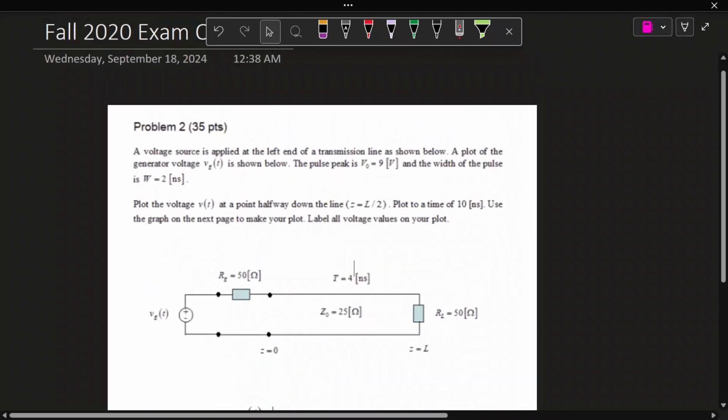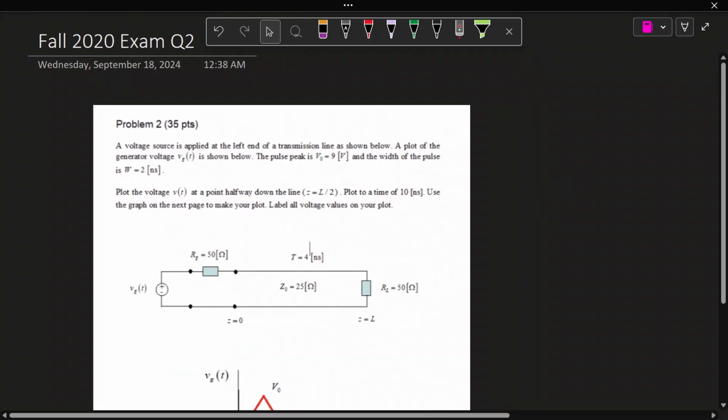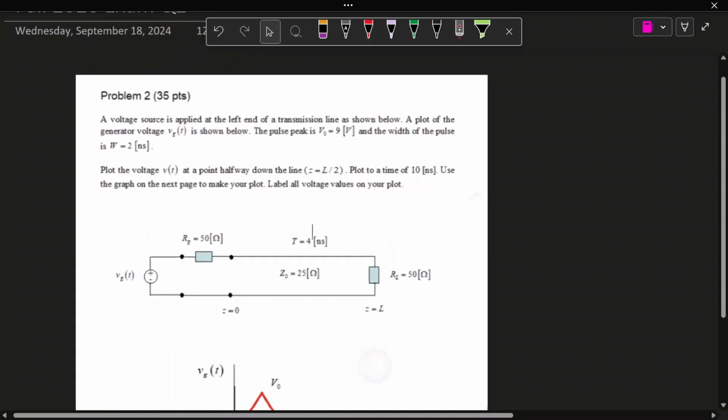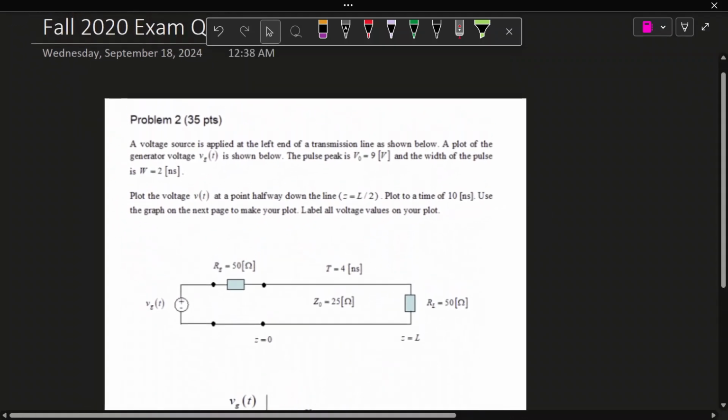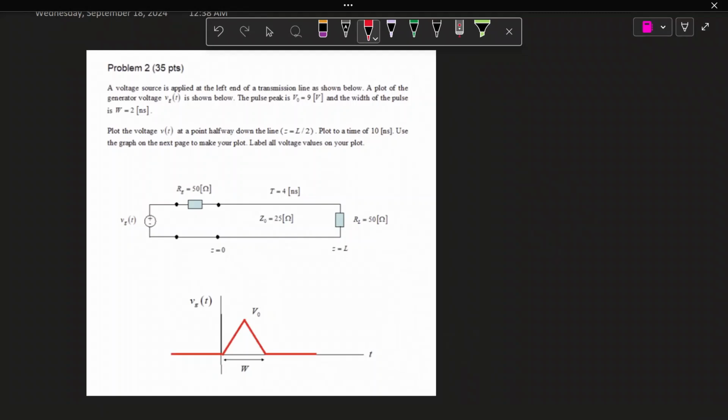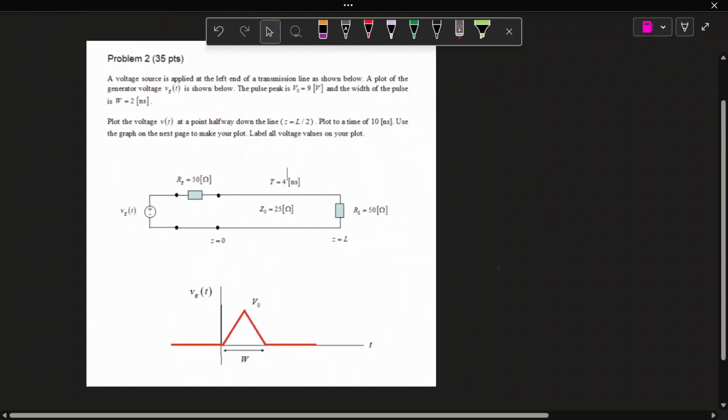Alright, hi y'all. Today we're going to be going over this EM Fall 2020 exam question 2, and this is a follow-up from a video before where I went over exam question 1, where it talked about Poynting vectors and real and imaginary power. Now this one's a little different. This one we're going to go over plots and transmission lines, namely maybe the bouncing plot or however y'all want to call it here.